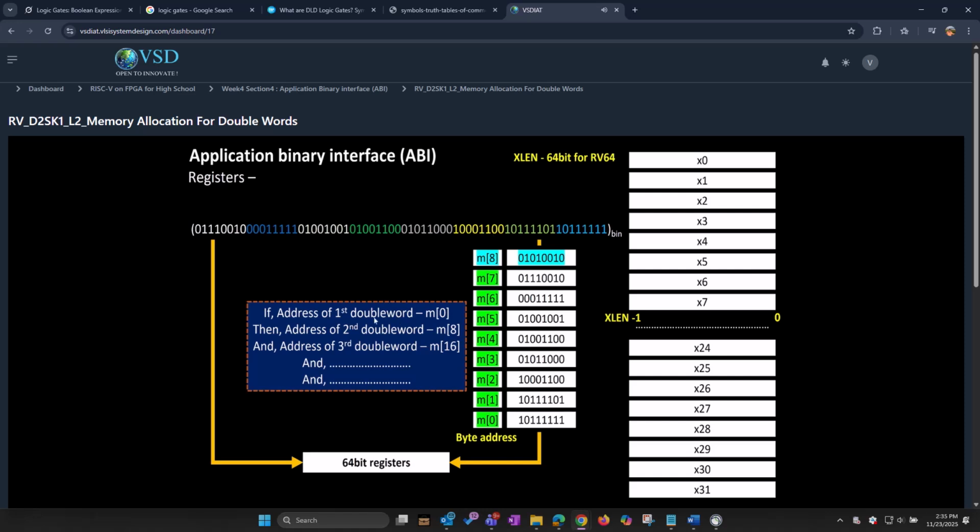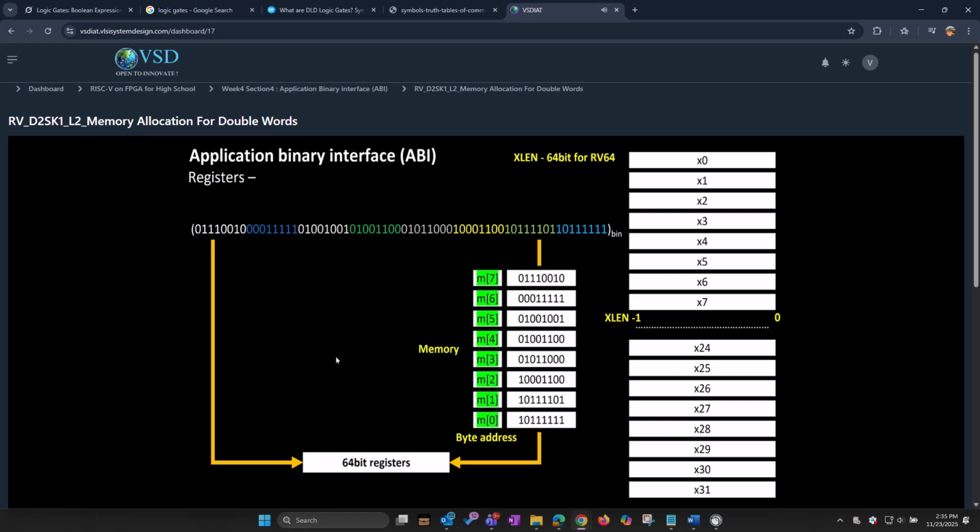Let's take an example of an array which holds 3 double words, which means bytes 0 to 7, 8 to 15, and 16 to 23. So it holds 3 double words. Now, for example, let's say M of 16 holds the least significant byte and M of 23 holds the most significant byte. In that case, how are we going to load this particular data in the registers?